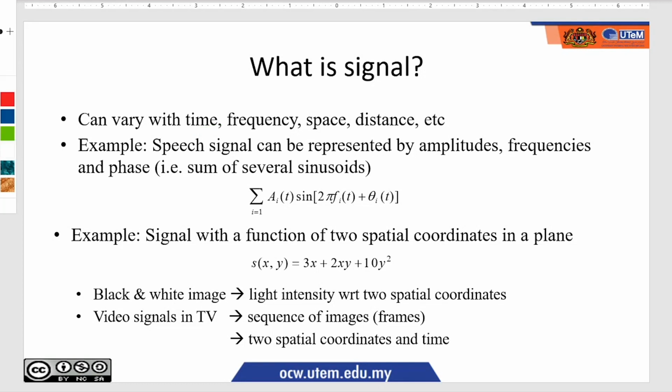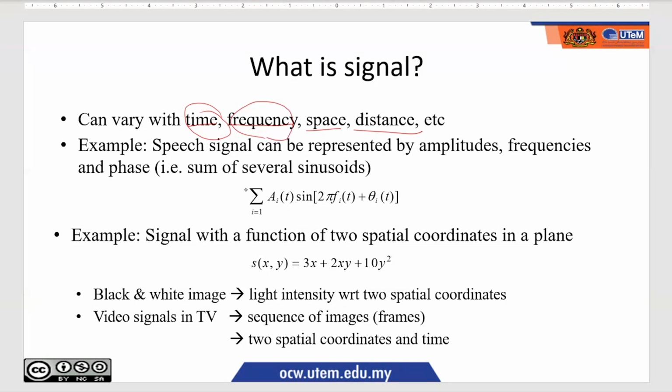It's better to use red instead. Yes, correct. So we have time, we have frequency, we have space, we have distance. In a normal term of engineering, basically we know the things related to time, right? A bit unfamiliar thing regarding the signal is frequency.